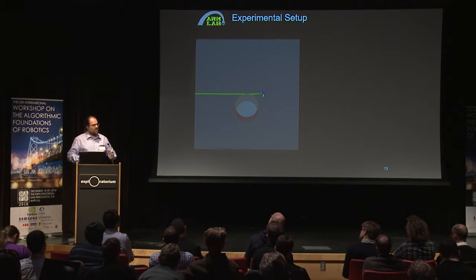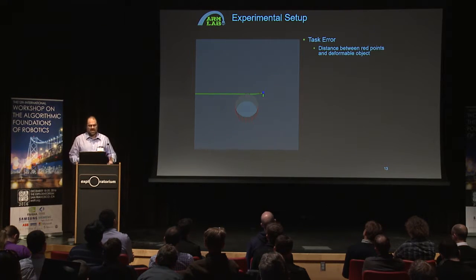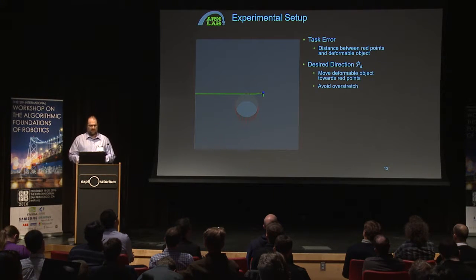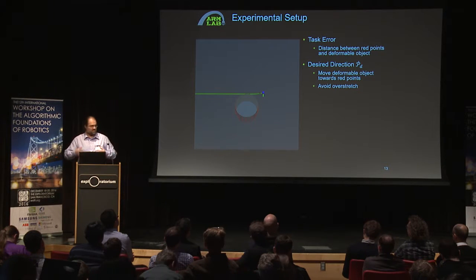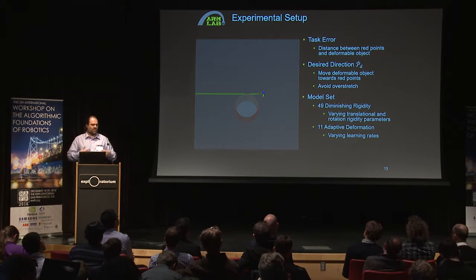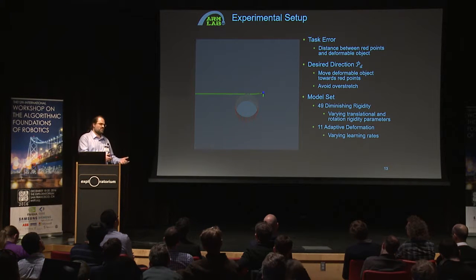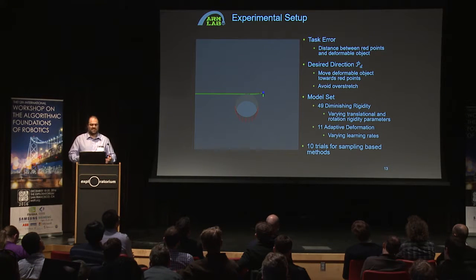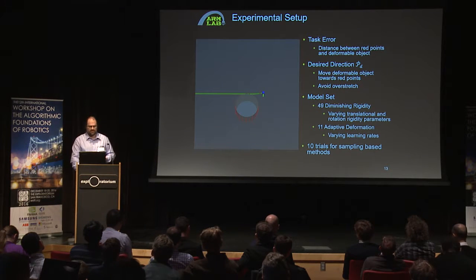The deformable object is shown in green, the gripper is shown in blue, and we've discretized the surface of the cylinder as shown with the red points. So the task error is just the distance between the red points and the deformable object. Our desired direction to move the rope is just towards the red points while avoiding overstretch. For our model set, we're going to use 49 diminishing rigidity models with varying parameters and 11 adaptive deformation Jacobians, again with varying parameters. Because 2 of our Bandit methods are stochastic, we're going to run each trial 10 times to get an estimate of how well these perform in general.